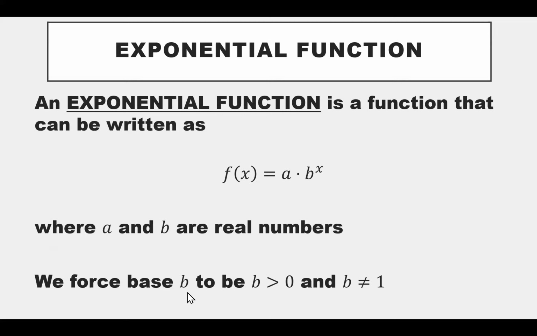So we're going to force our base to be positive so we avoid those weird negative base situations which end up with non-real numbers. But that's an exponential function. The key thing is that the variable is in the exponent and the base is going to be a positive real number. I'll have a coefficient of a real number. The coefficient doesn't have to be positive. It can be anything you want.